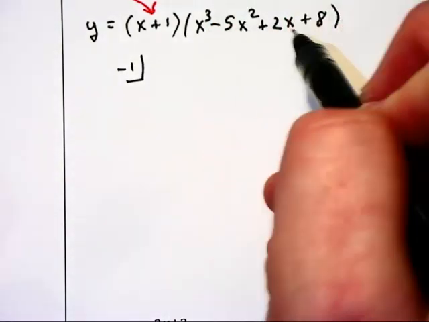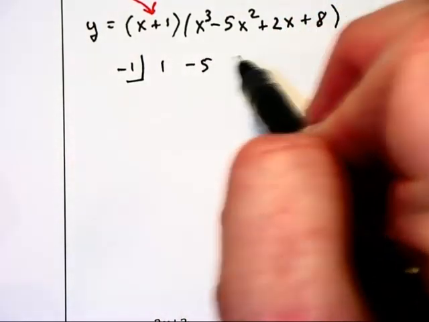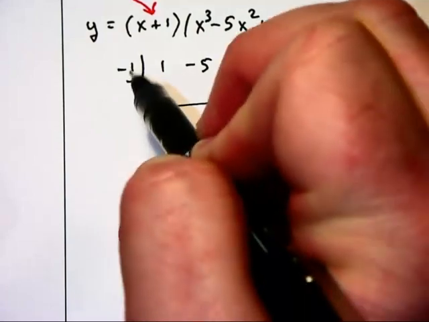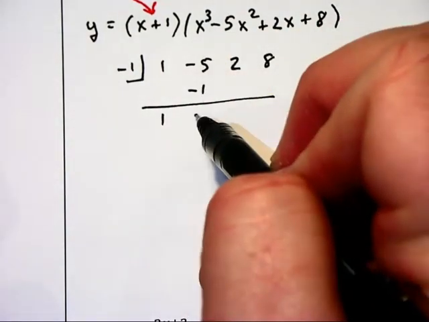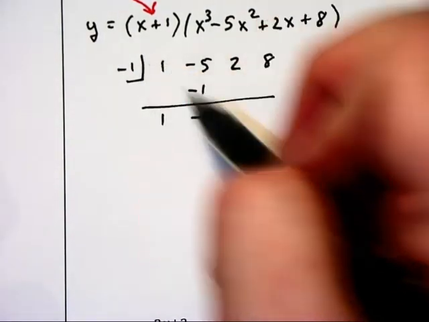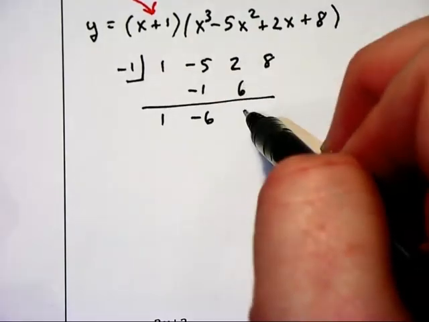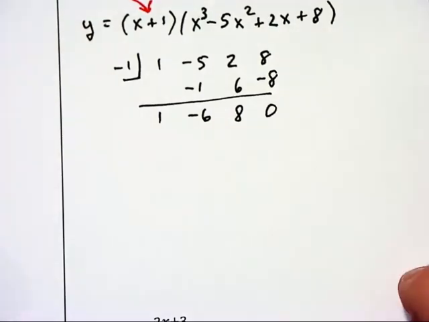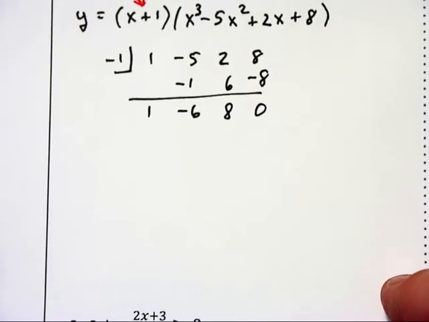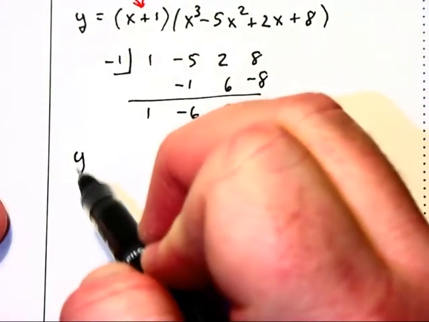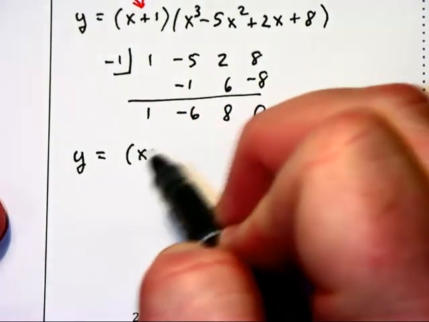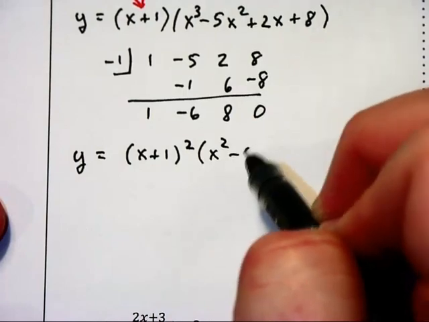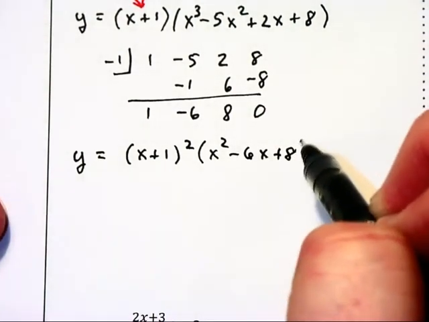So here we go with our coefficients, 1, negative 5, 2, and 8. Bring down our 1. Negative 1 times 1 is negative 1. Add down in the next column to get negative 6. Negative 1 times negative 6 is positive 6. Add down to get 8, and you can see that we've got a winner here. So negative 1 works a second time, and we can rewrite this as y equals x plus 1 quantity squared times x squared minus 6x plus 8.